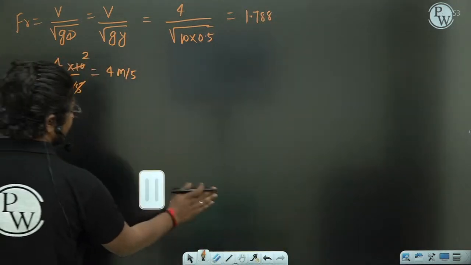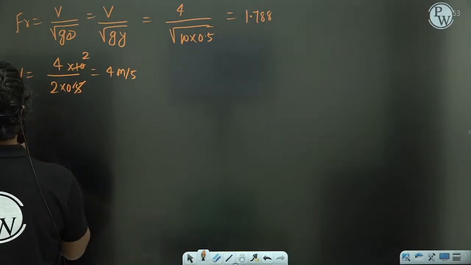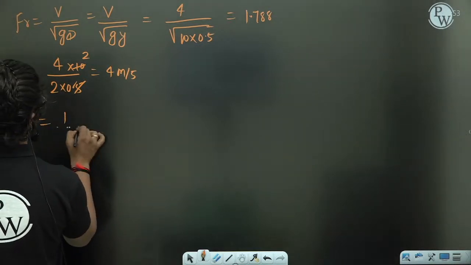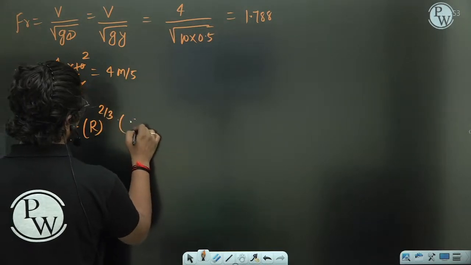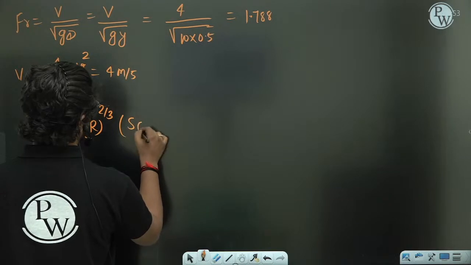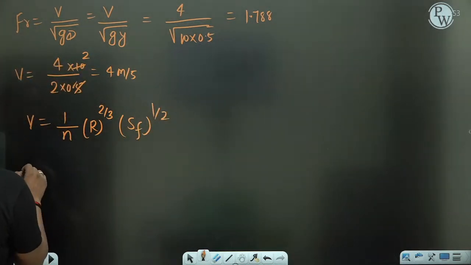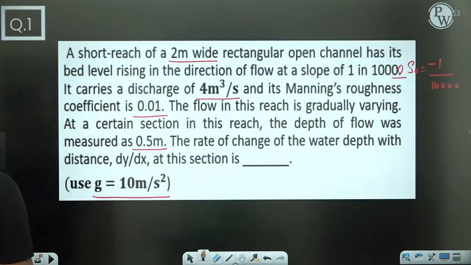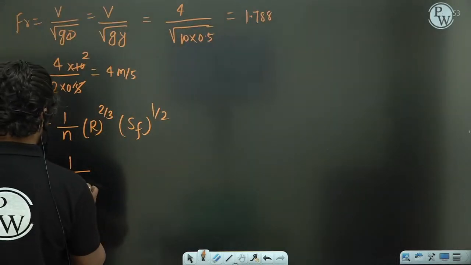Now the second thing which is unknown to us is SF. For that, what we will do here? We can use the formula V equal to 1 by N R to power 2 by 3, and it will be SF now. It's a non-uniform flow, so SF to the power 1 by 2. V we can write 4 meter. 1 by N. Slope is given to you. N is given to you, 0.01.